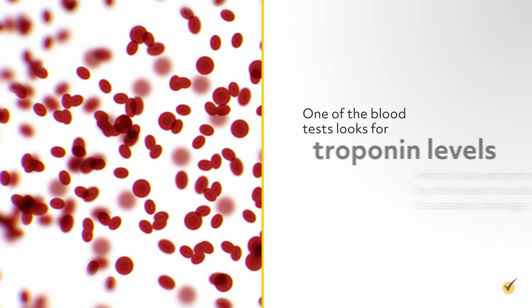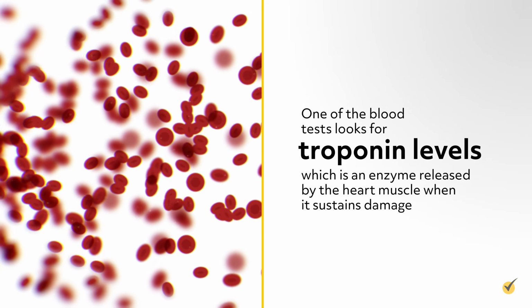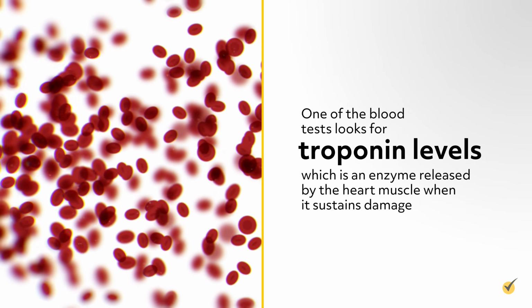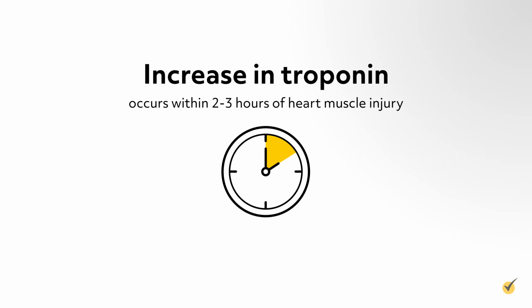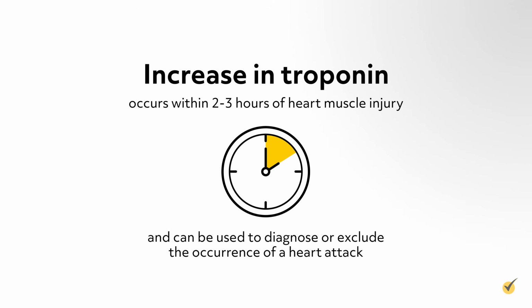One of the blood tests looks for troponin levels, which is an enzyme released by the heart muscle when it sustains damage. An increase in troponin occurs within 2 to 3 hours of heart muscle injury and can be used to diagnose or exclude the occurrence of a heart attack.